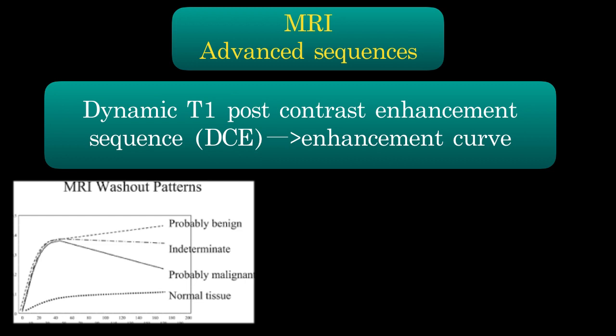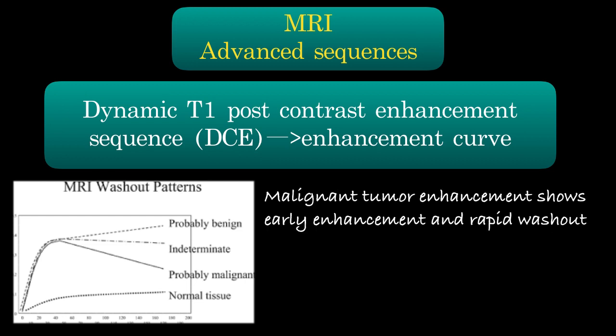So it gives us an idea about the rate of enhancement of the tumor, and the rate of washout of the contrast medium from the tumor. It is well known that a malignant tumor will have rapid enhancement, or early enhancement. It takes up the contrast medium very fast at the beginning, and then it has rapid washout, and it loses the contrast medium very rapidly also.